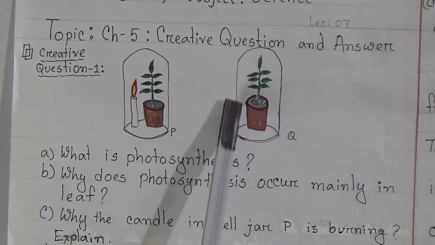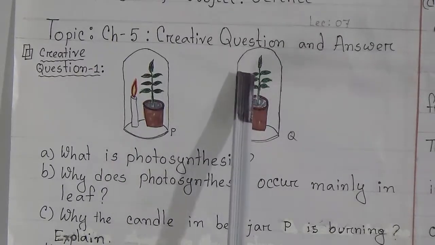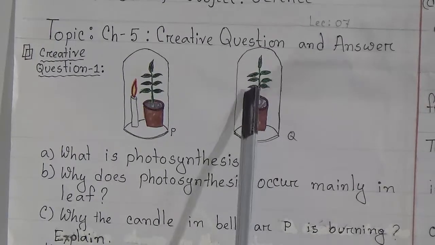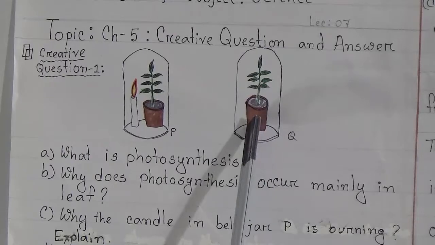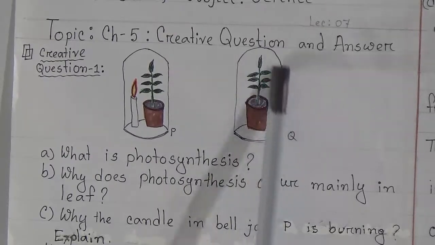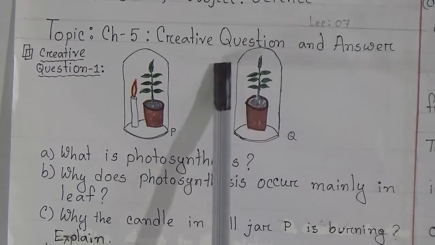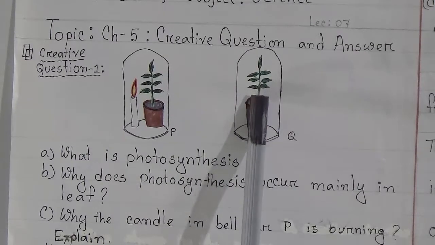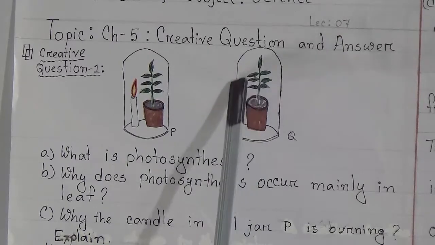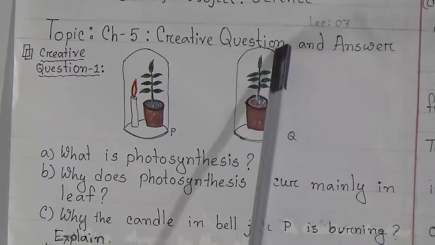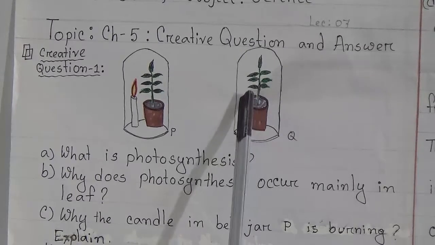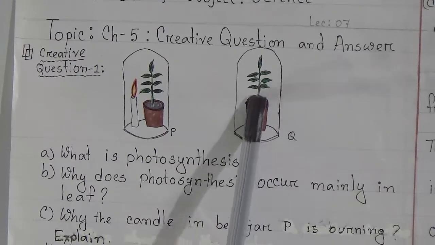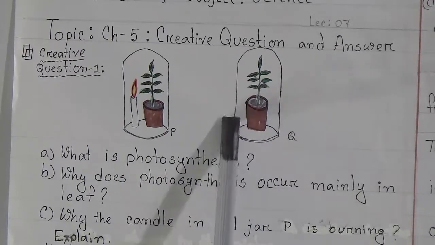But here there is no candle. The plant can't photosynthesize only with the help of sunlight, because it also needs carbon dioxide. But because of the glass bell jar, from the atmosphere the carbon dioxide can't enter to the plant. That means no photosynthesis process will occur because of absence of carbon dioxide. That means without the photosynthesis process the plant will die. Now come to the answer.